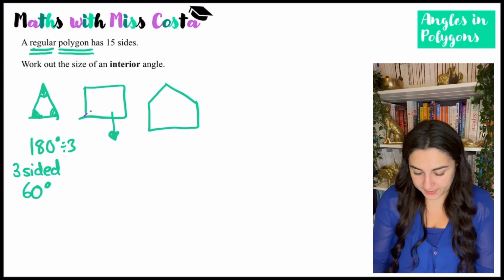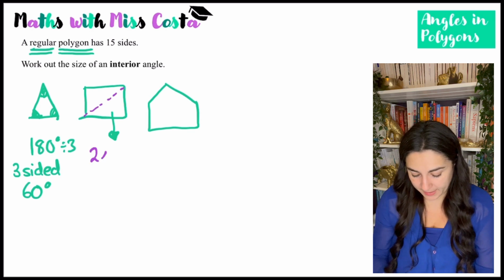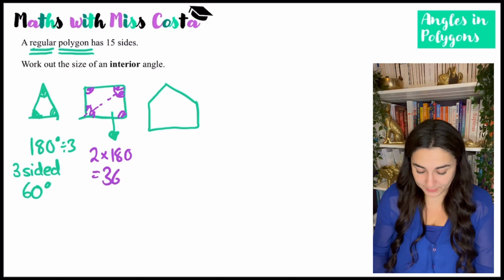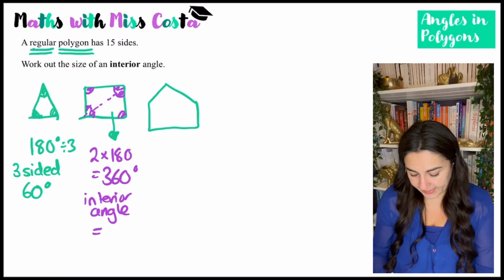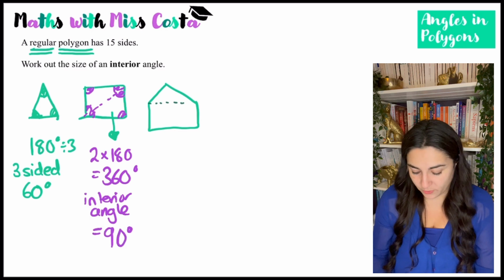Over here, what happens? Well, it's a 4-sided shape, so that means there are 2 triangles that would fit into it. So I do 2 times 180, which is 360 degrees. So one interior angle would be 360 divided by 4, which is 90 degrees. Over here, I've got a pentagon.